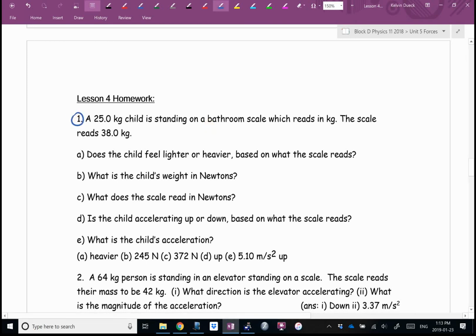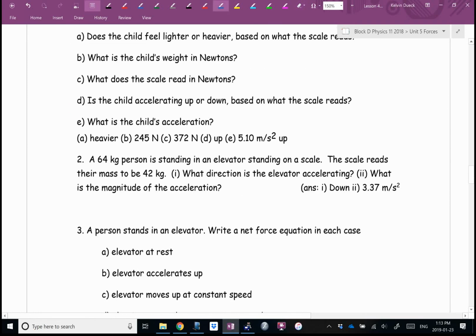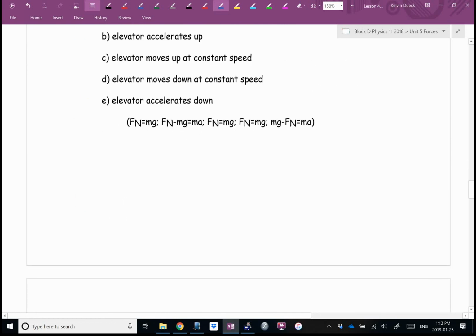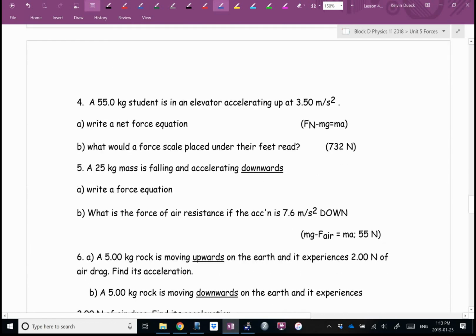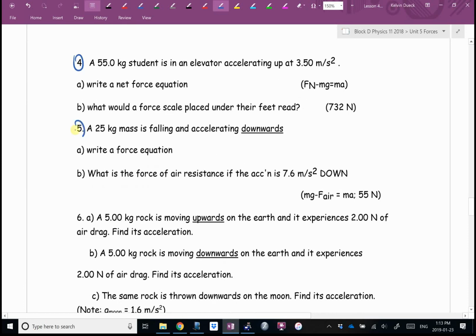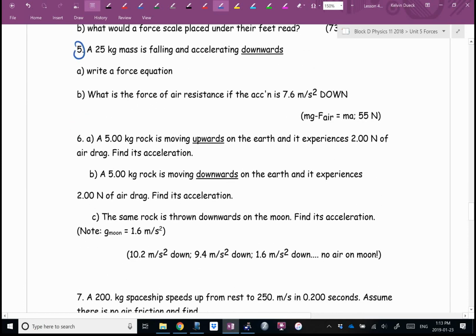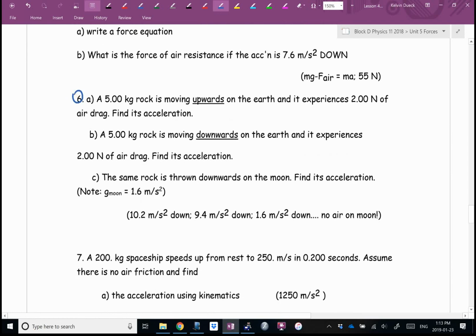Number 1 is good. This is, again, a bathroom scale. Whenever I'm talking about a bathroom scale, Riley, which force am I really talking about? And here, I gave you the scale reading in kilograms. How would I change that into newtons? There you go. Okay? So 1 is good. 2 is good. 3 is good. 4 is good. 5 is good. 6 is good. I'm going to skip 7.